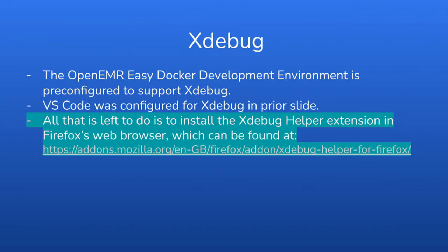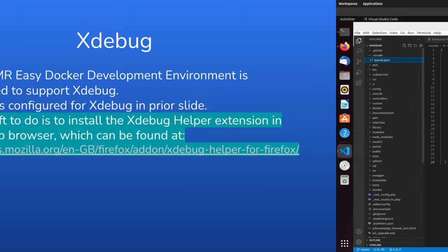So now for Xdebug, the OpenEMR Easy Docker development environment already has Xdebug configured to work with it. We just showed how to configure it for Visual Studio Code. Now all that is left to do is to install the Xdebug Helper extension in Firefox web browser, which can be found at the link in this slide. This link is also in the video summary.